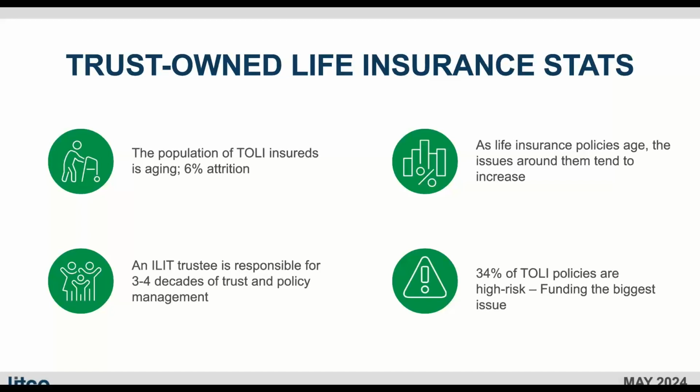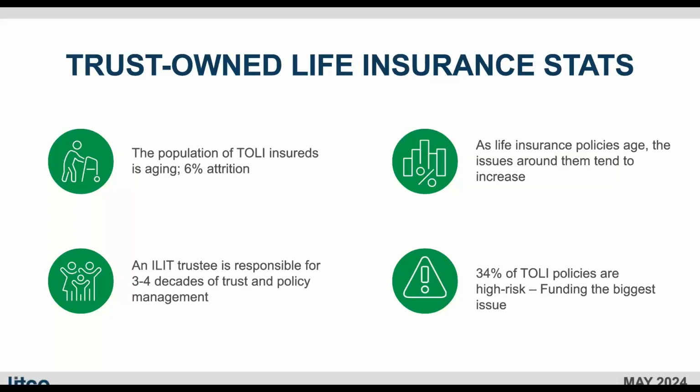Jumping into the stats, as I mentioned, at ITM we manage over 20,000 life insurance trusts. We've been doing so for a long time, so we have some interesting stats looking at the whole portfolio that we manage for our 300 plus clients. The first trend we're seeing is that the population of insureds is aging. More and more of these policies were taken out 10 years, 20 years ago versus brand new ones coming into trust. For that reason, in a typical ILIT portfolio, we see about a 6% attrition a year.